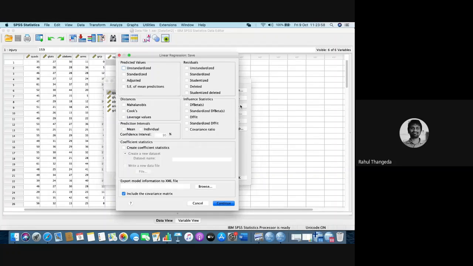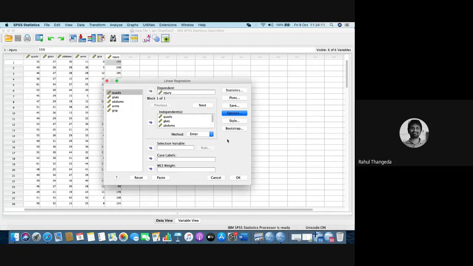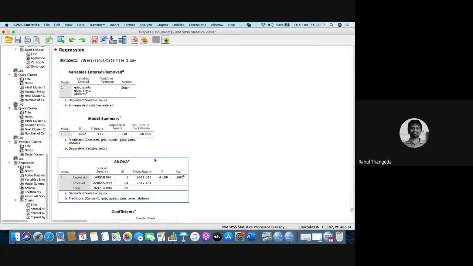Okay. Then we have save options. All this content, I have shared in one more slide. Then you have options. Here I'm leaving it at a 95% confidence for F, so I'm leaving it like that only. And then I will click on OK. Okay. So my regression is run and I will go to the output file to see how the results are.